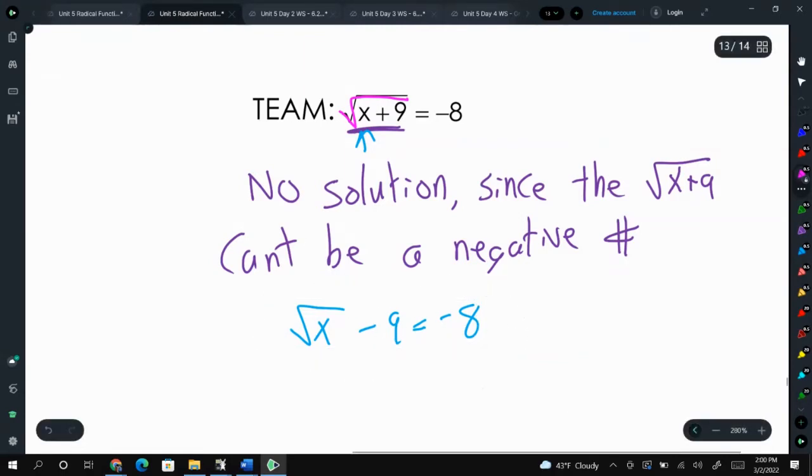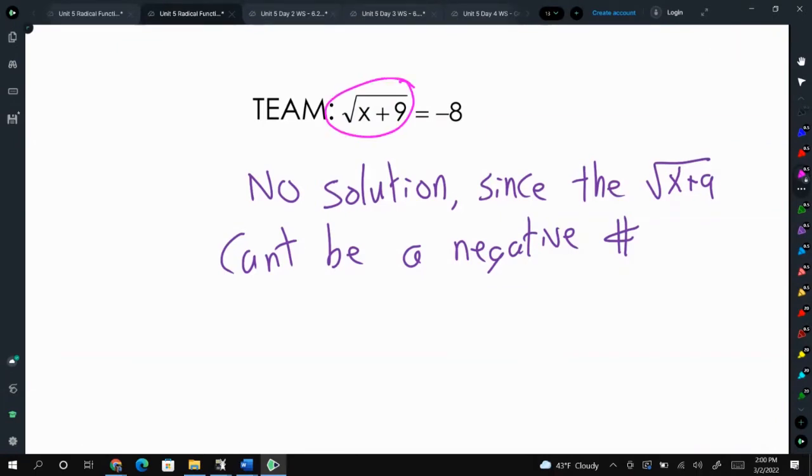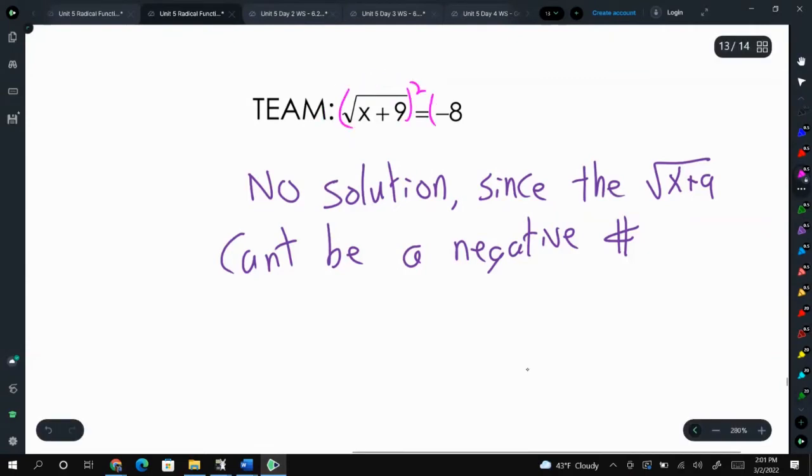So that's why in this problem here, the square root's already by itself. It equals a negative number. There's no solution. This does not work for cube roots because you can take the cube root of a negative number and you can get a negative result. If that just confused you, just solve this like we would normally. Square both sides, get x by itself, and then you'll see when you plug it back in, the value of x doesn't work.